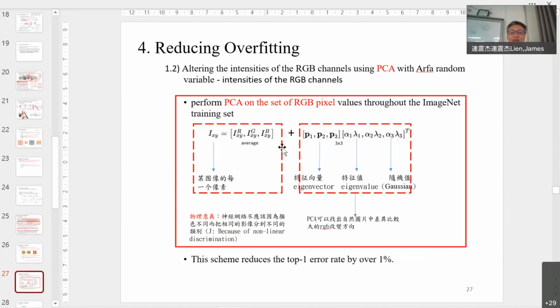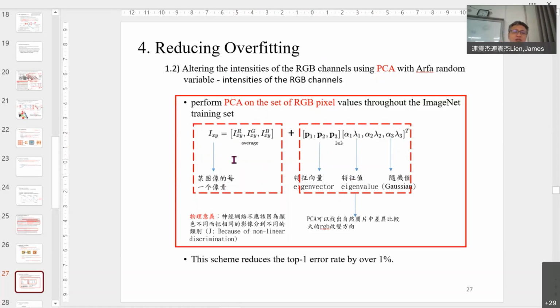Okay. And then this is an eigenvector, and this is the eigenvalue. So you just change the eigenvalue and reconstruct back to the other new image. So it's kind of a GAN. At this time, with AlexNet, GAN was not so popular.